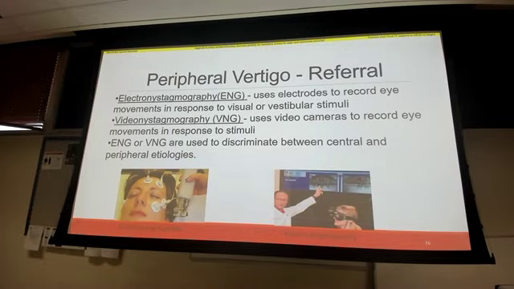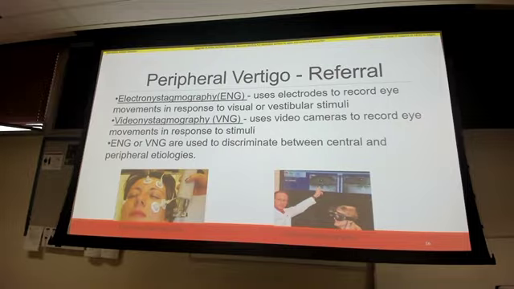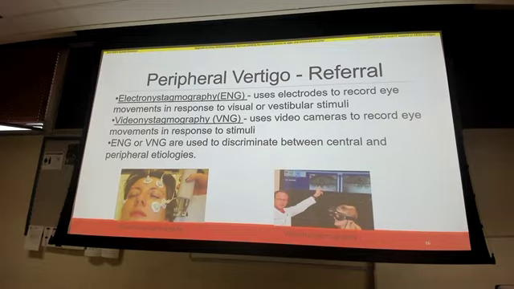So continuing on with referrals for peripheral vertigo, they can do electronystagmography, where they use electrodes to actually track the movement of the eyes. They can do caloric testing, but this is a step up. And then they also do video nystagmography, where they use cameras to look at the eyes. Those are two different pictures of neurology and ENT performing those tests.